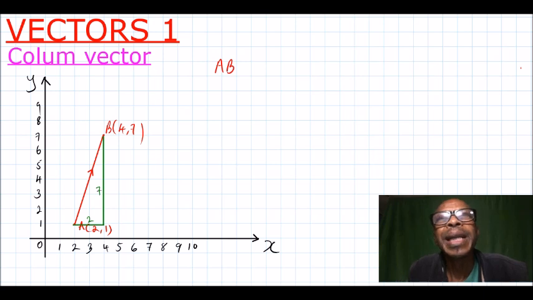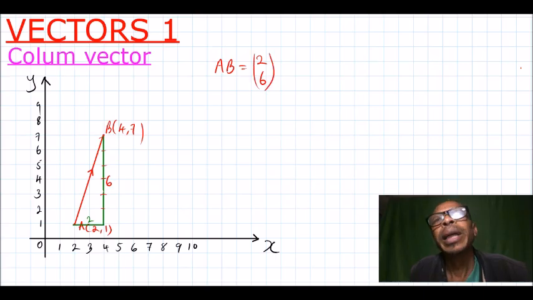So we can say, in terms of displacement, the vector AB has changed. The x component has changed by two, and here, let's correct this. It is 6, not 7. So 1, 2, 3, 4, 5, 6. Here we have 6 units, and therefore we say this is 6.